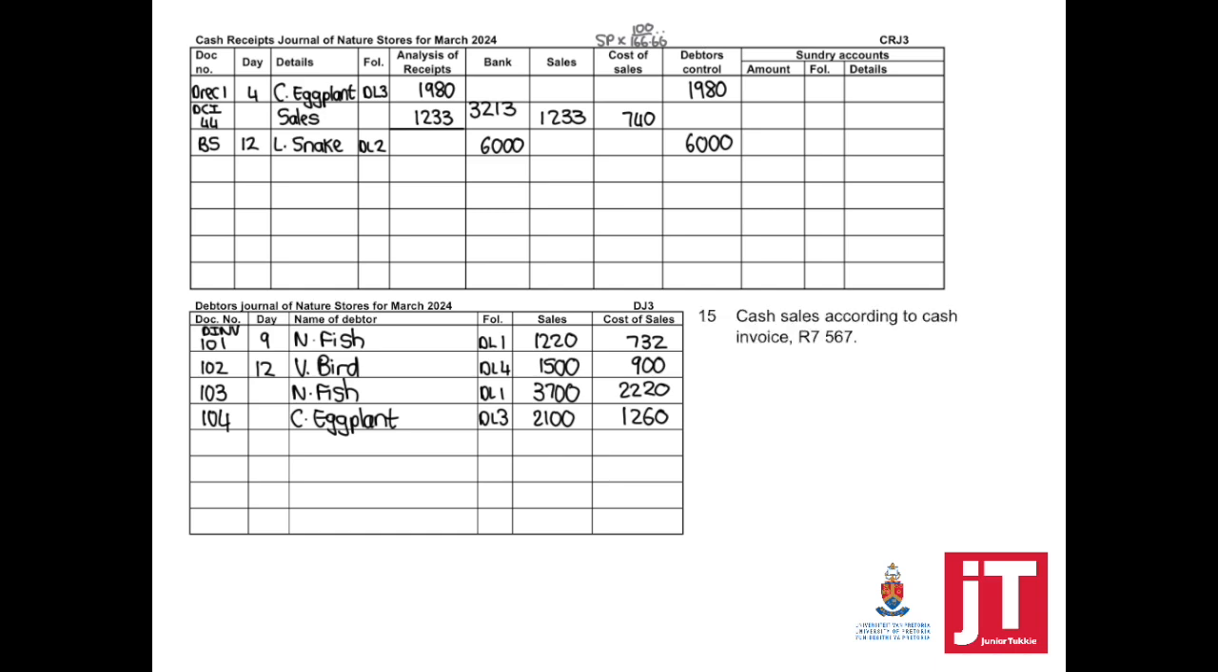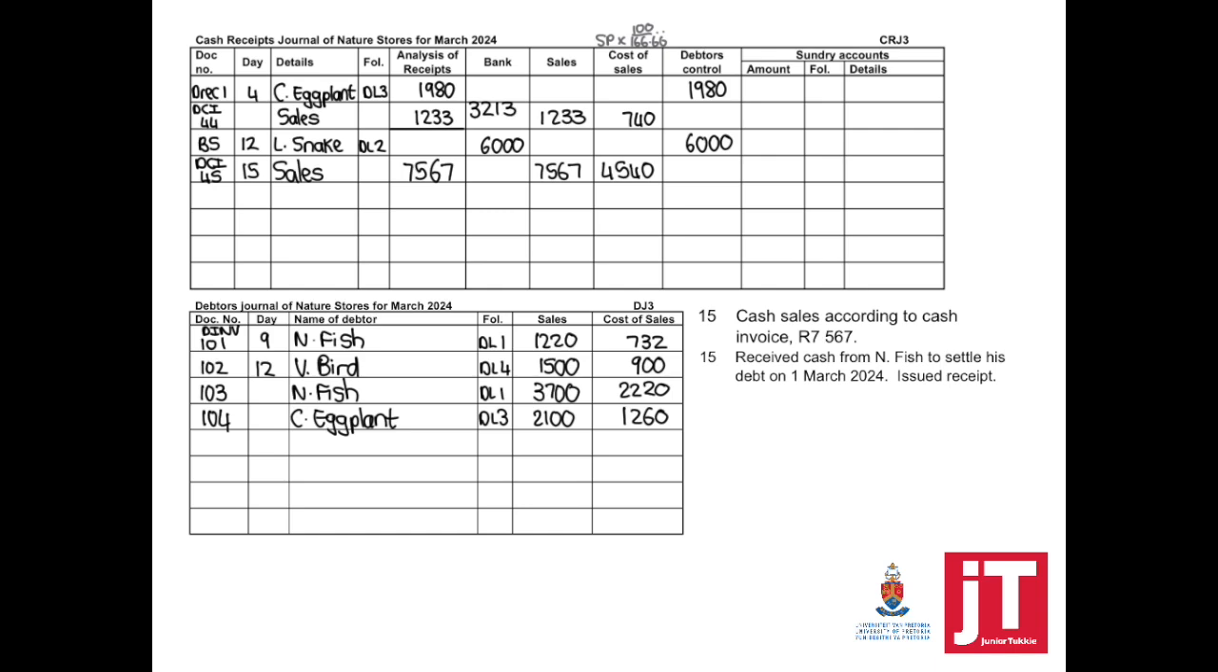Day 15, cash sales according to cash invoice 7,567. Cash sales goes into the cash receipts journal, day 15. Duplicate cash invoice, now it's number 45. Make sure that the numbers are in numeric order. Details, sales, amount 7,567. For what reason? For sales 7,567. And now you need to calculate the cost.